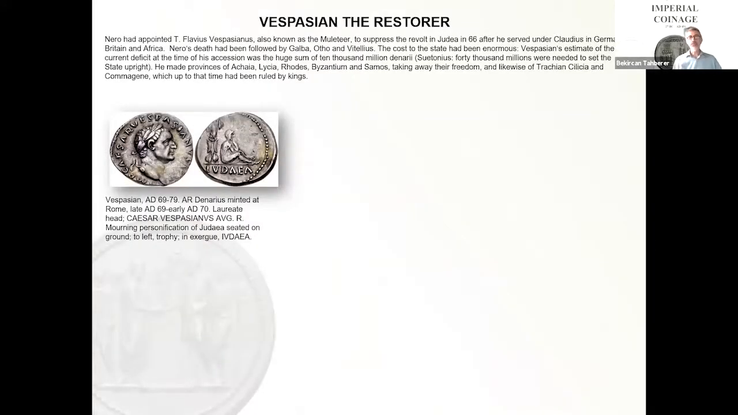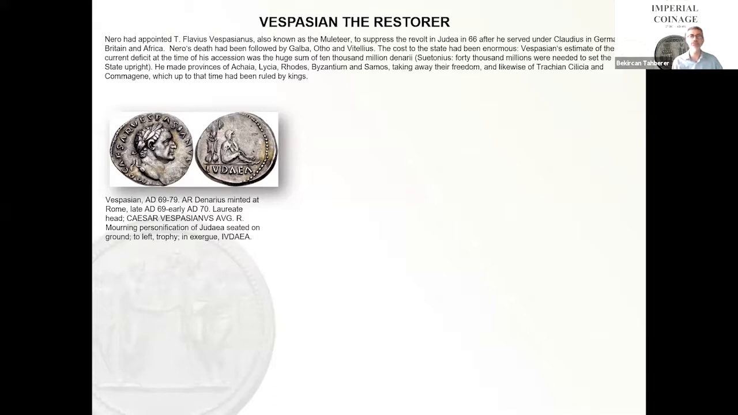Vespasian, in my view, is the restorer of the empire that was at the brink of falling apart. He was first appointed to suppress the revolt in Judea in 66, after he served under Claudius in Germania, Britain, and Africa. Nero had been followed by Galba, Otho, and Vitellius. The cost to the state had been enormous.